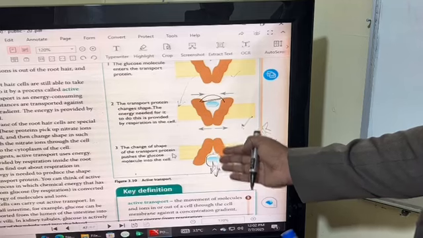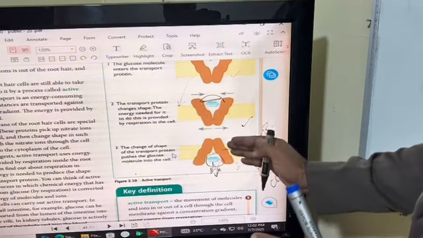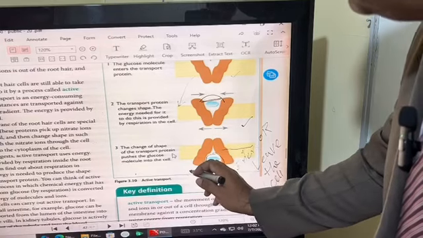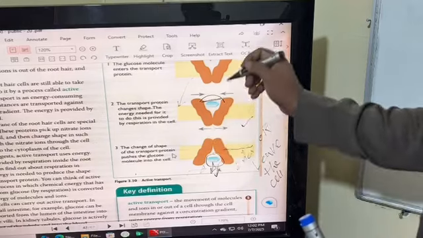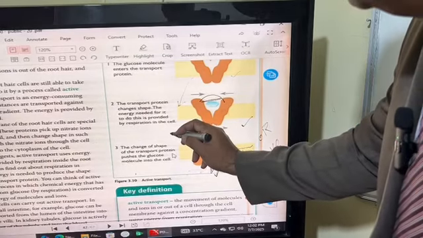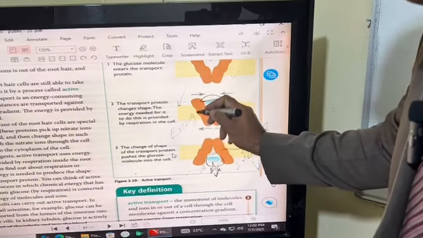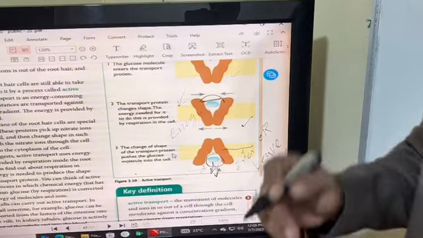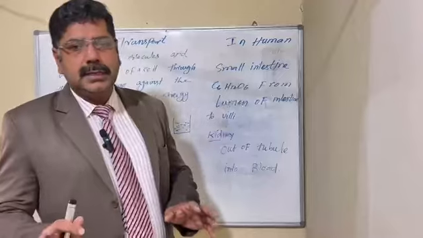Most of the time it will be against the concentration gradient. There is already more glucose inside the body, but if it is needed, it will enter into the body, but there will be use of energy, and this energy will be provided by the ATP molecules by respiration. This is the example of plants.